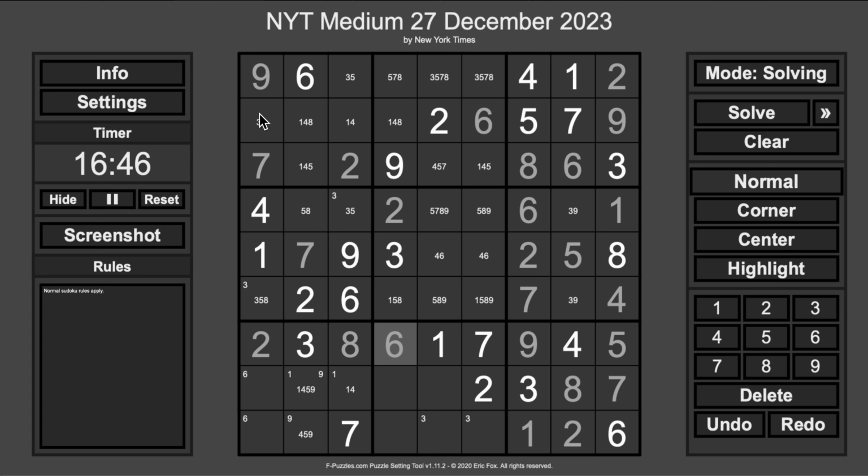Okay, this cell must be a 3 because it's the only place left in row 2. That makes this a 5. That cell must be 3, which says this is not 3. Oh, this is not 5. A 1, 4 pair tells me that's an 8.